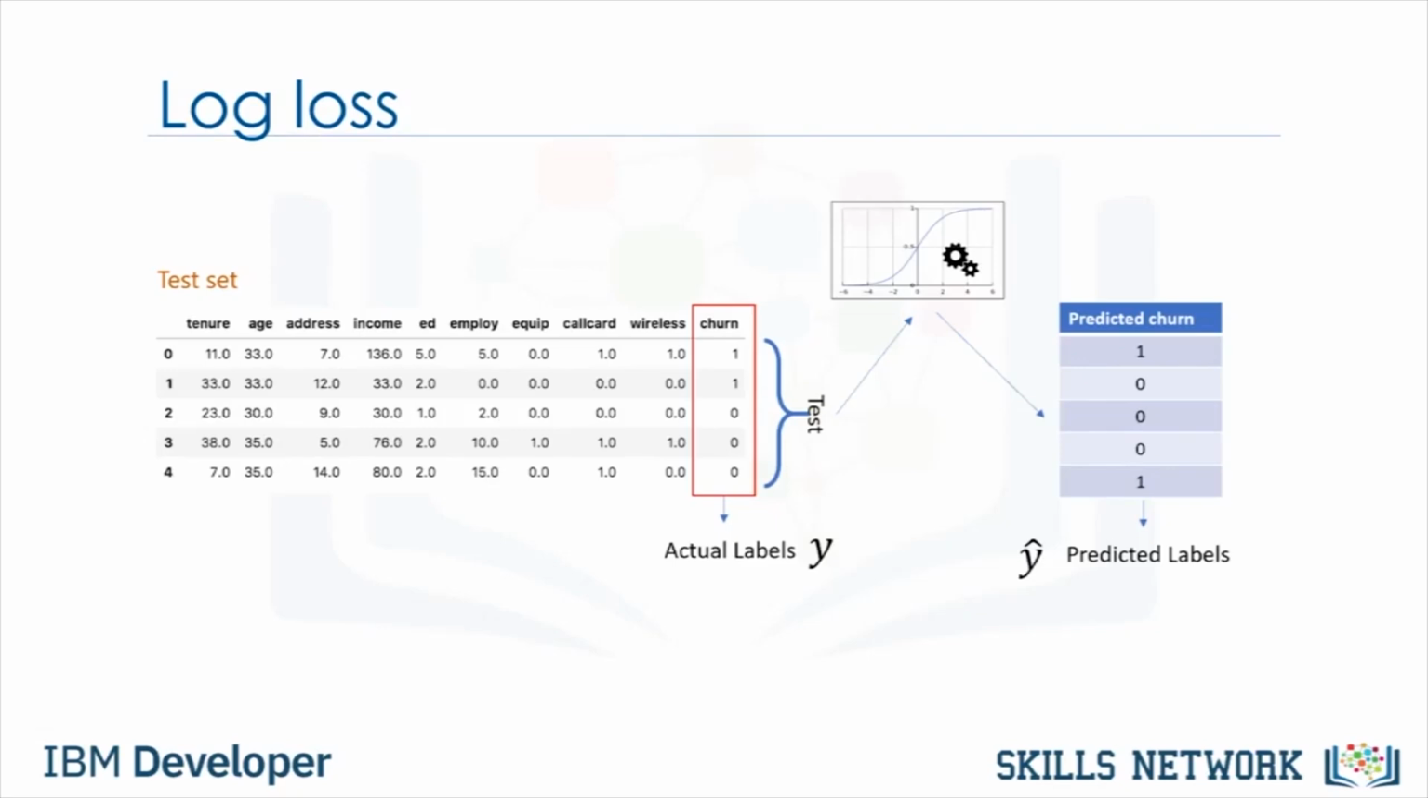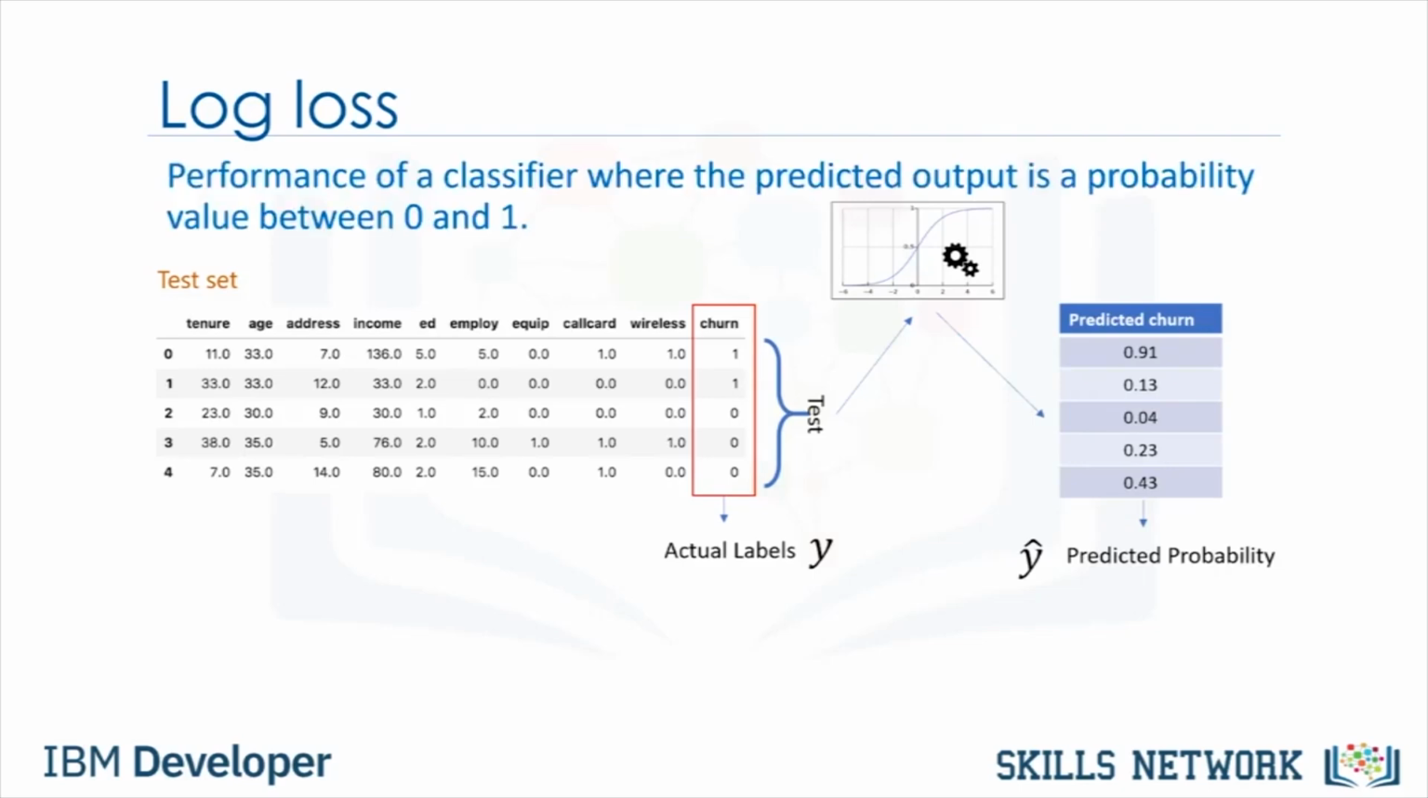Sometimes the output of a classifier is the probability of a class label instead of the label. For example, in logistic regression, the output can be the probability of customer churn, i.e. yes, or equals to 1. This probability is a value between 0 and 1. Logarithmic loss, also known as log loss, measures the performance of a classifier where the predicted output is a probability value between 0 and 1.